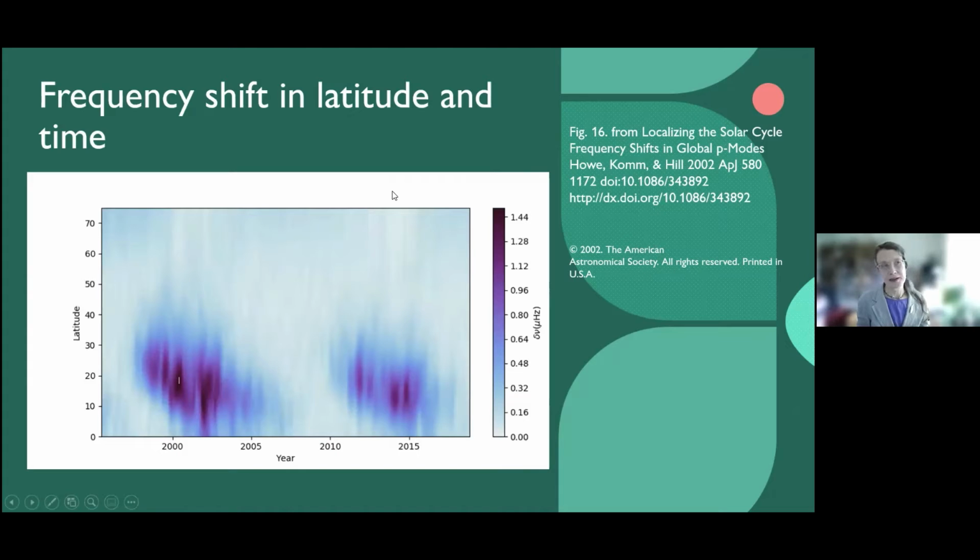And that's a very recent update of exactly the same analysis. And I got a little bit better at doing plots since then. So we have the frequency shift following activity, at a time scale of a few months and a latitude resolution of a few degrees.